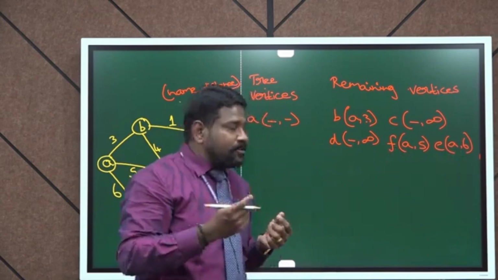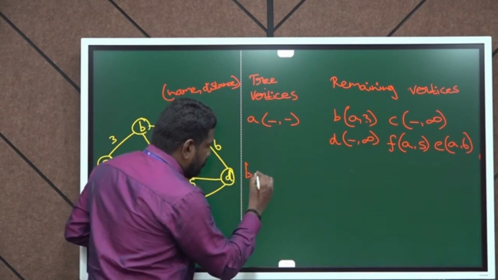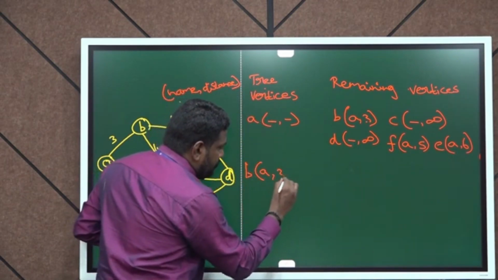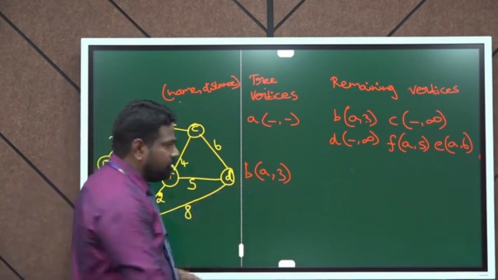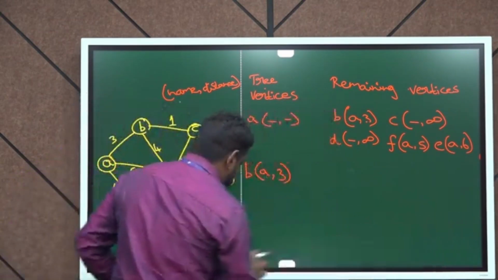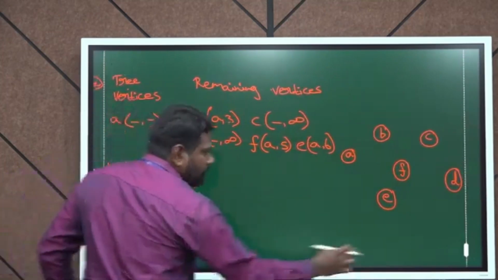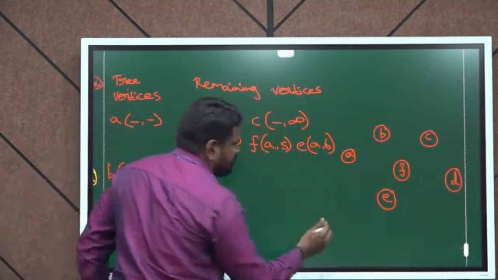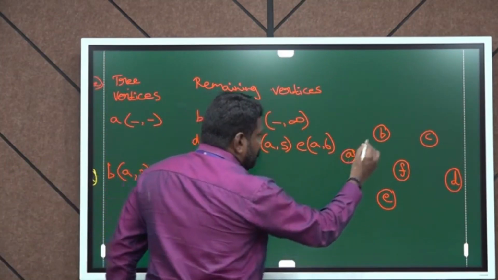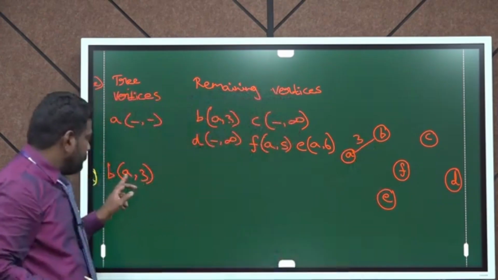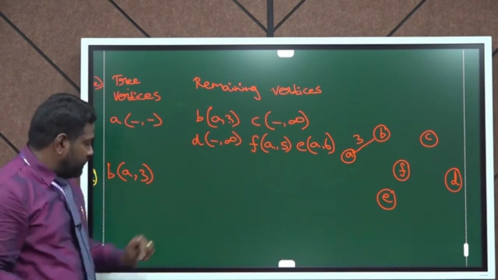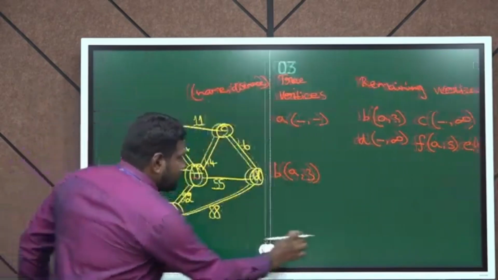So the nearest value is going to be B of A comma 3. So from A to B the distance value is 3. So we are going to connect the edges. Here you can see from A to B the distance value is 3.